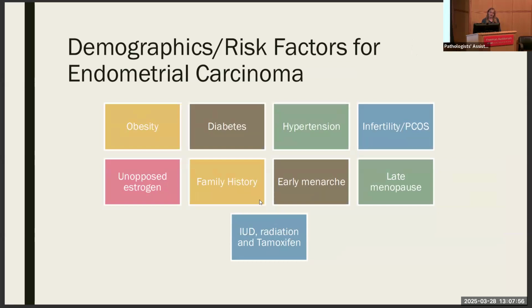So the demographics and risk factors for endometrial carcinoma are obesity, type 2 diabetes, hypertension, infertility, PCOS, and unopposed estrogen, which kind of go hand in hand because when the endometrium isn't going through its normal cycles, you have a higher risk of developing a neoplasm. Family history, which can be Li-Fraumeni syndrome and Lynch syndrome, which involve mutations such as TP53. Early menarche, which is defined as starting the menstrual cycle before age 11, and late menopause, which is reaching menopause after age 55. It's also associated with IUD use, radiation, and tamoxifen, which is a common breast cancer medication.